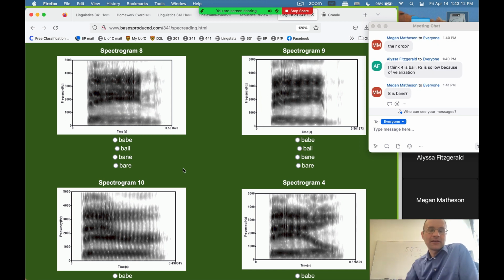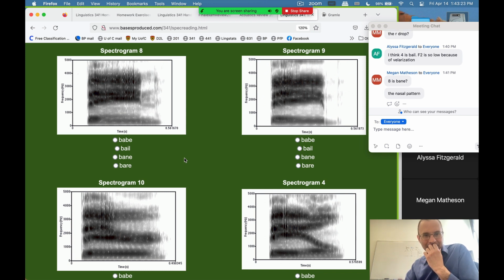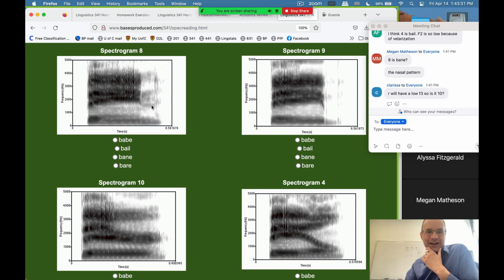Eight is bane. Why do you think that, Megan? The nasal pattern. Okay, I'll take it. Yeah, so this switches on pretty dramatically here. The vowel ends, and then we get this nasal pattern, low, kind of broad F1, weaker, higher formants. So this is bane. Vowel-like but faded.